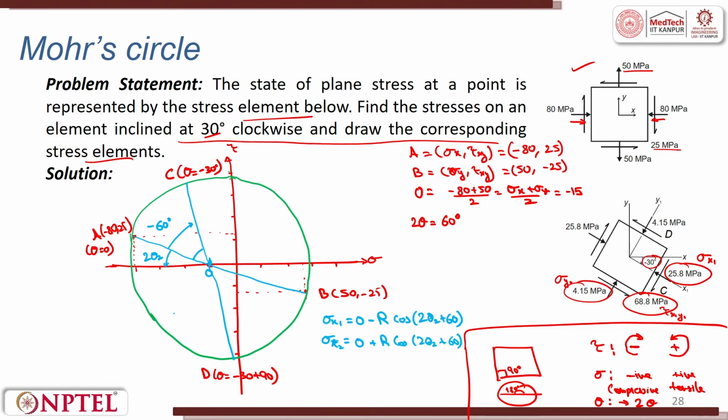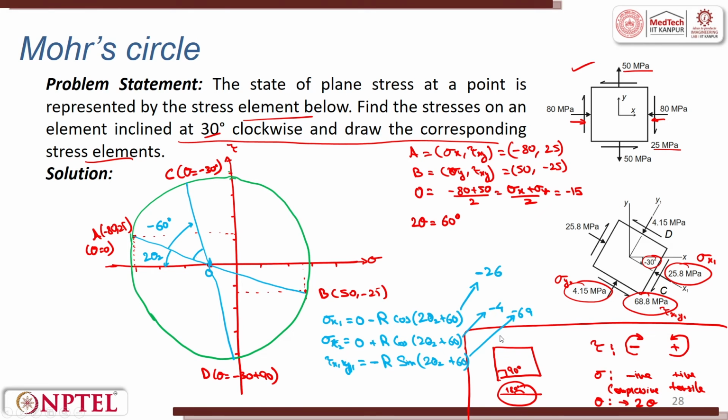So just plotting it on the Mohr circle itself, I can calculate these values. And also tau x1 y1 is equal to minus of R sine of 2 theta 2 plus 60. So this value of sigma x1 comes out to be minus 26. Sigma x2 comes out to be minus 4 and tau x1 y1 comes out to be minus 69.